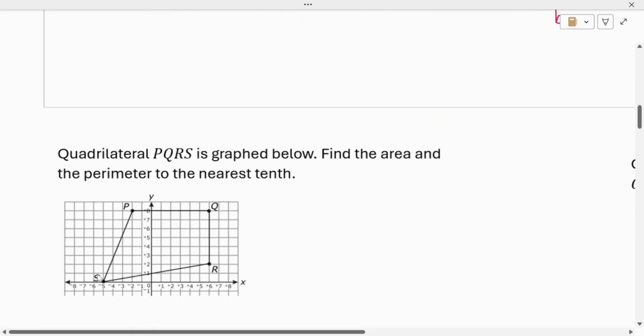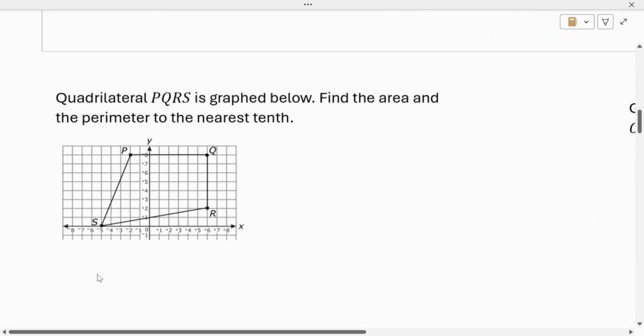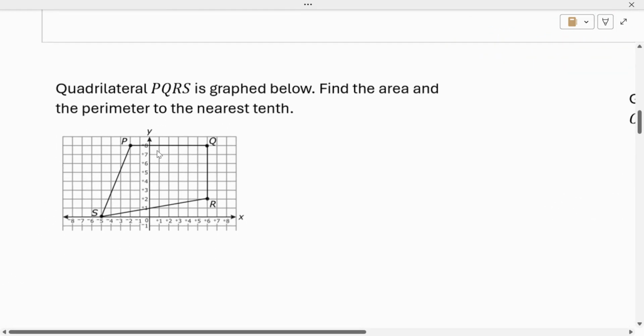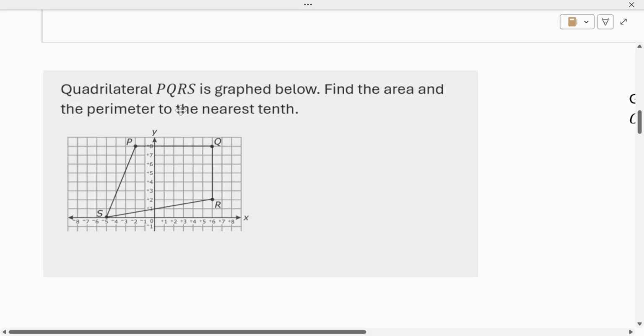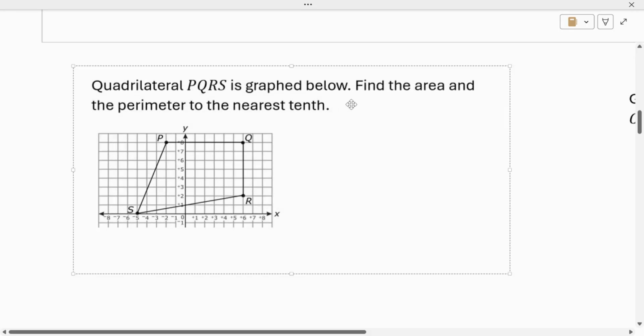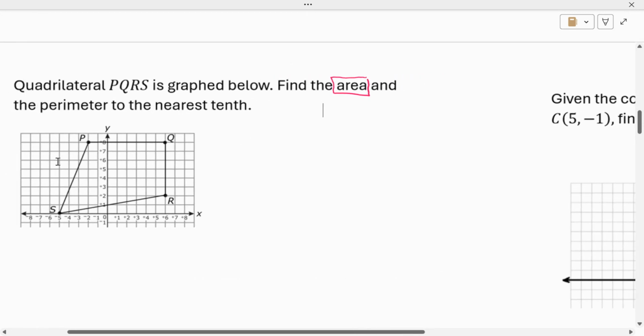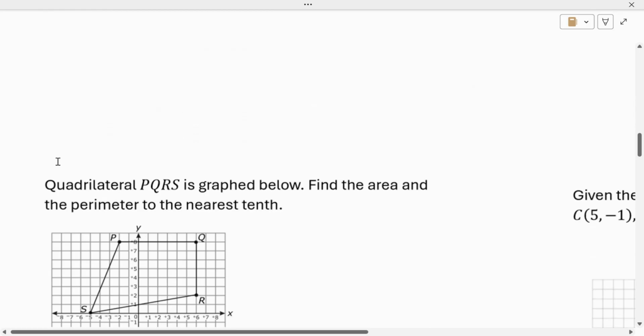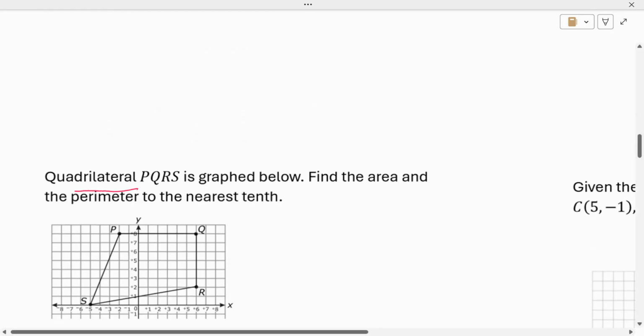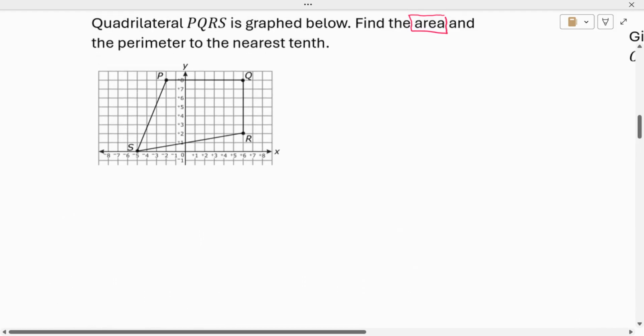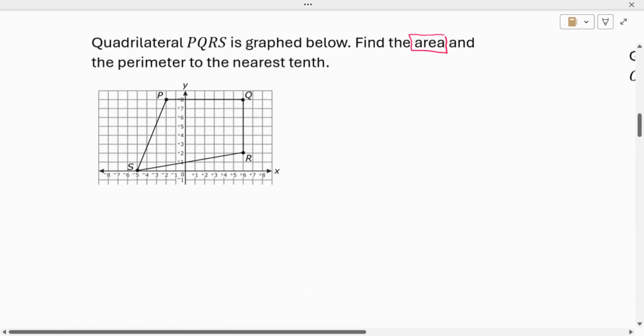Okay. So our first shape looks like this. Quadrilateral PQRS is graphed below. We have to find the area and the perimeter. So we're going to find the area first, and then on your little graph paper that you have, we're going to find the perimeter. Okay, because we're going to have to draw on this shape. We're going to have to do some drawing.